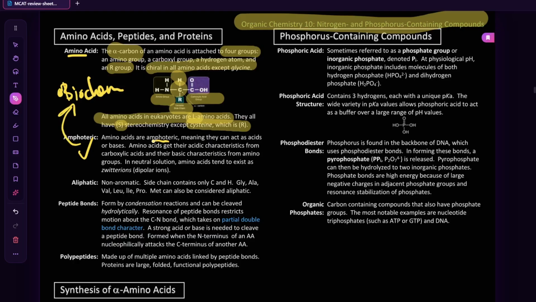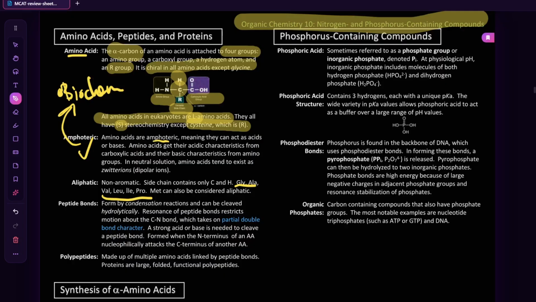Aliphatic means non-aromatic. That's when the side chain only contains C and H. So an aliphatic side chain just means that it's only built from carbon and hydrogen. These are the amino acids that would be aliphatic, and you just have to memorize that: glycine, alanine, valine, leucine, isoleucine, proline, and methionine.